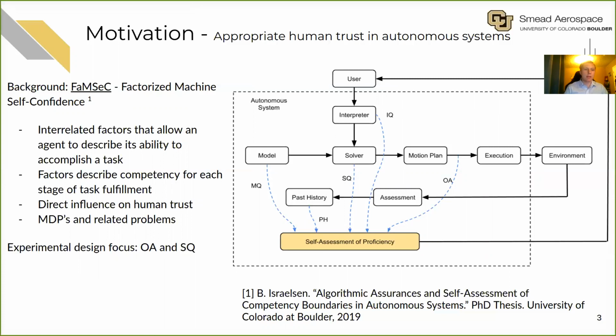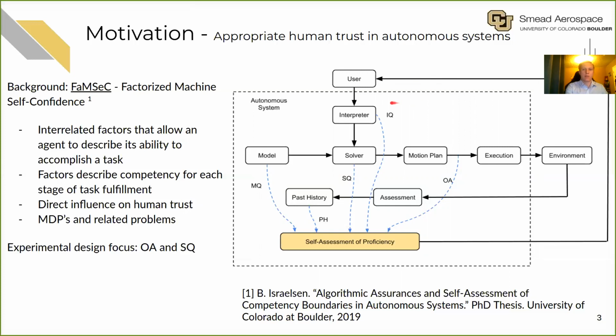FaMSeC is designed for MDP-based problems, that is, problems which have a set of states and a set of actions that you can take in any of those states, such that you can construct a transition model. You incur rewards which you seek to optimize as you solve for a policy to navigate the environment. So those are the kind of problems that FaMSeC is designed for. A chart showing the different FaMSeC metrics is given on the right here.